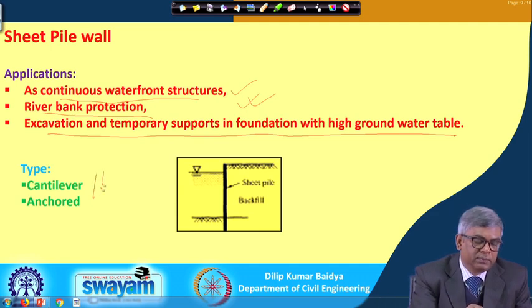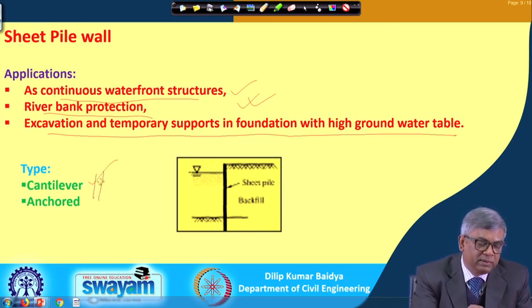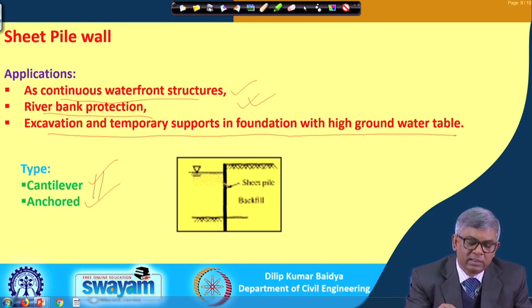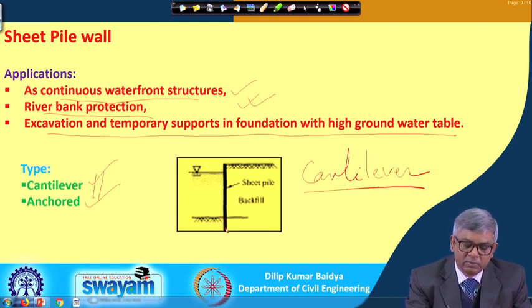Again, this sheet pile wall can be further classified in two ways: either it is cantilever or it is anchored. You can see here the typical example of a cantilever sheet pile wall. Why is it called cantilever? Because there is the embedded portion and this is the elevated portion. This much depth of soil is being supported by this wall, and there is no support in this portion, so if I consider this as fixed, it will bend like a cantilever beam. That is why it is called a cantilever sheet pile wall.